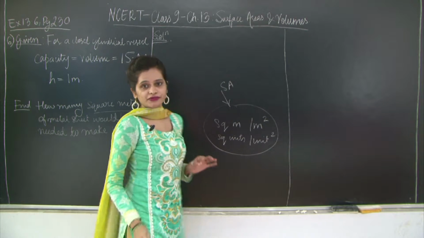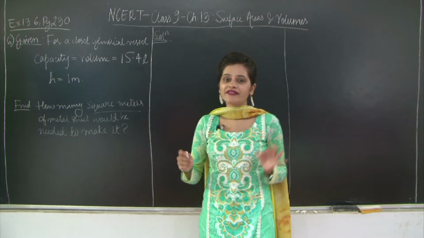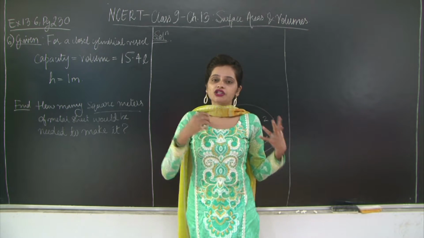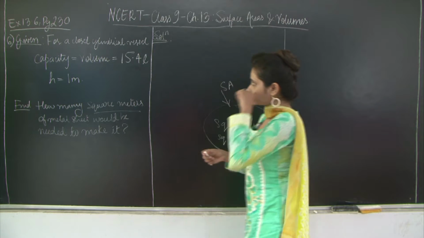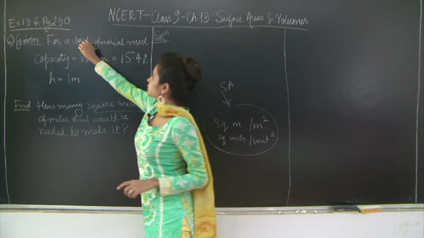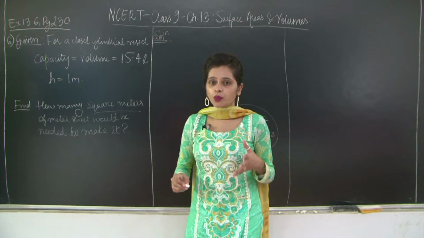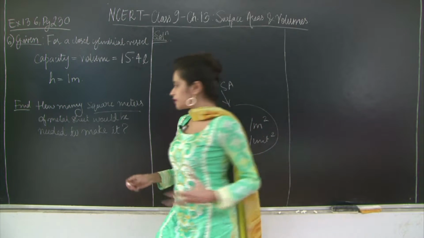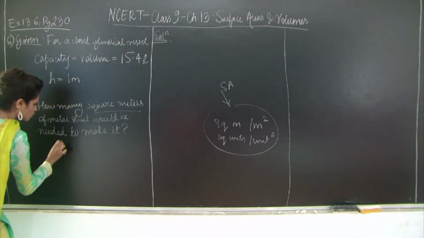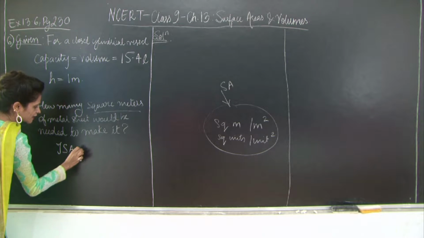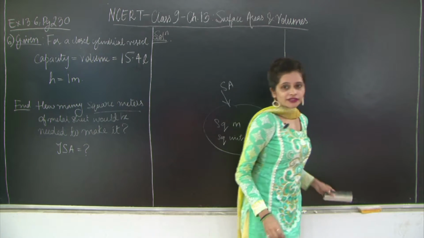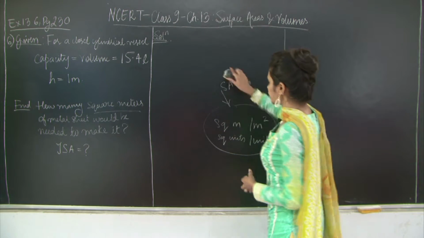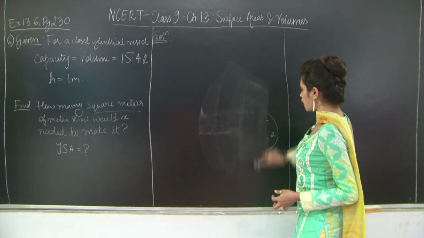We have learned that before, towards the very start of the chapter. When you have anything in square units, it is referring to area. And it's a closed cylindrical vessel that we are talking about, so what we need to find is the total surface area of the cylindrical vessel. So total surface area is equal to question mark. How do we find it? Using the formula for total surface area of a cylinder, which is 2 pi r into r plus h.